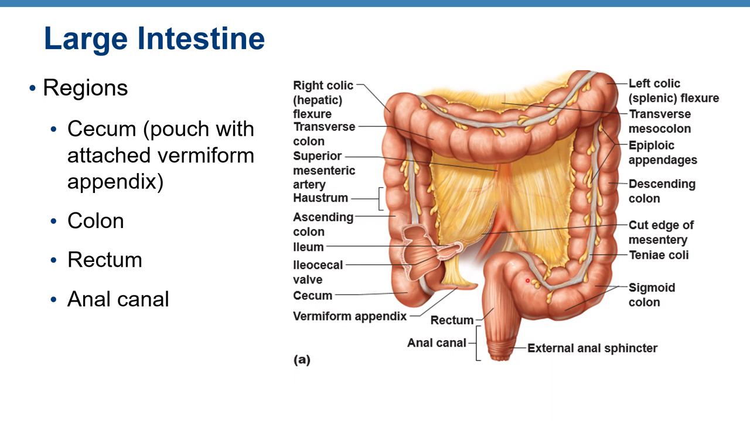Then this gray line right in the middle, this is muscle. This is longitudinal muscle, and it's called taenia coli. That's taenia coli. And now these yellow pieces over here are called epiploic appendages. And they store fat, right? So that's a very specific feature of the large intestine that you will not see in the small intestine.